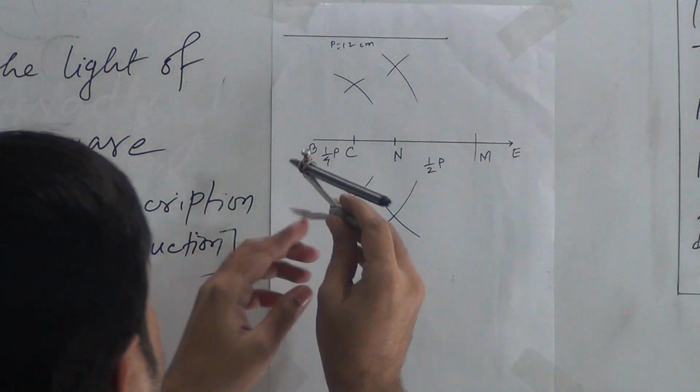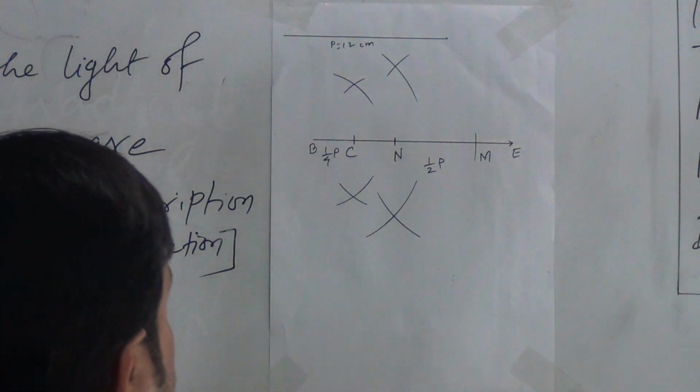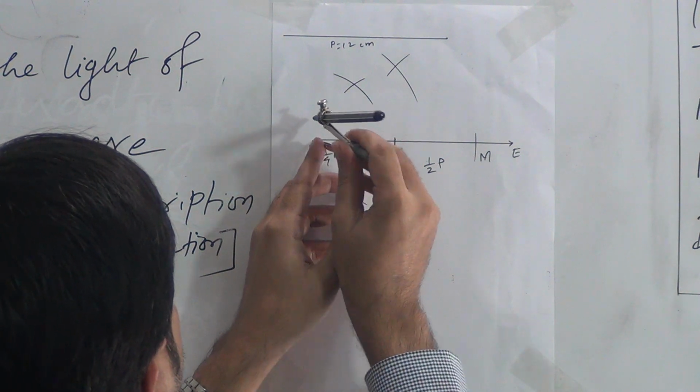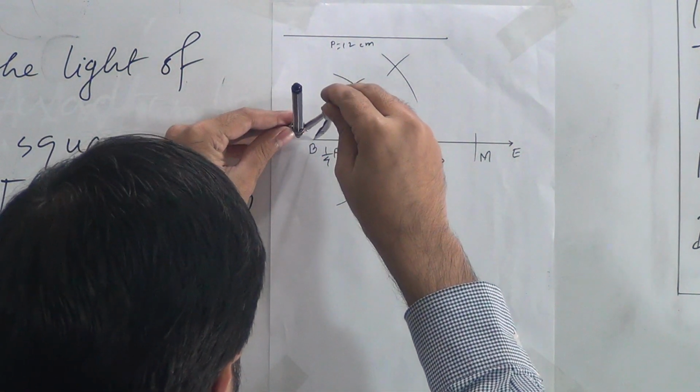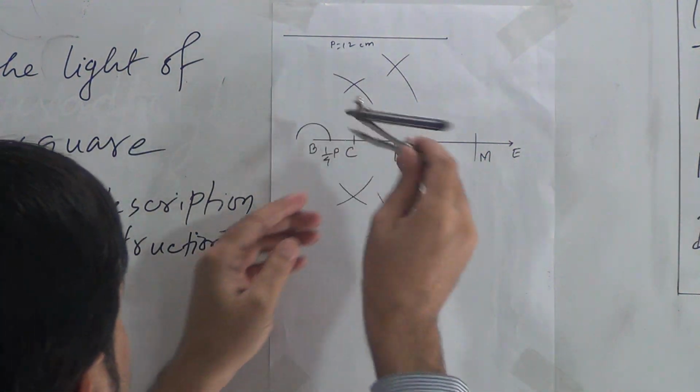Now, as all the angles of a square are right angles or 90 degrees, I have to draw a 90-degree angle at B, or I have to draw a perpendicular at B. Draw a perpendicular at B.